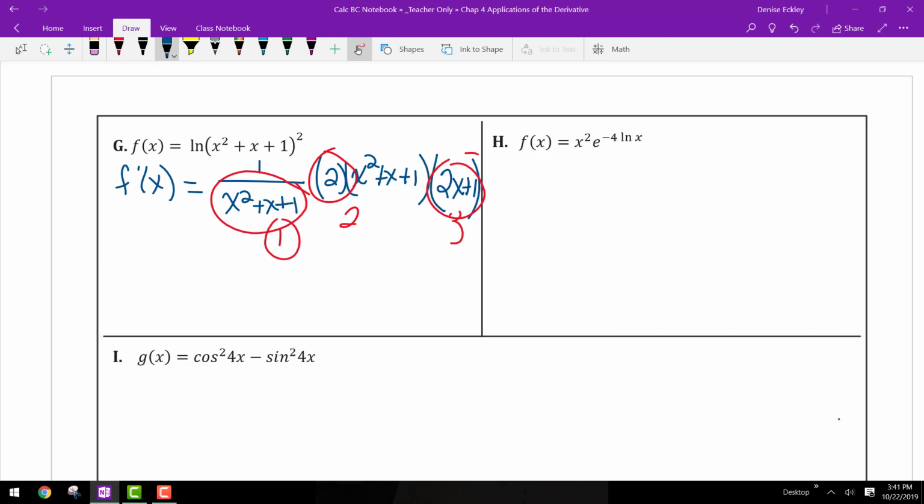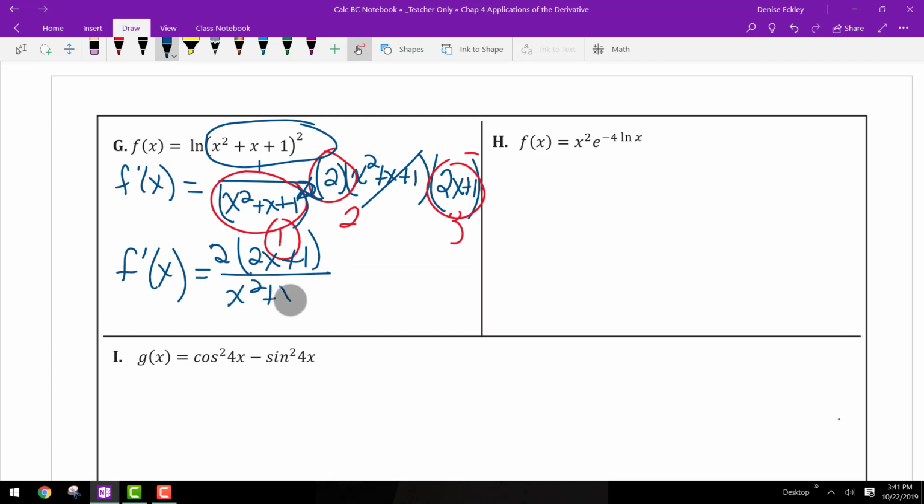Okay, so simplifying, oh, I forgot to raise that to the second power, I apologize. So this will be to the second power because I'm going to take ln of this whole thing. So then one of these is going to cancel out with that, so I'm going to be left with f prime of x is going to be 2 times the 2x plus 1, and that's going to be over x squared plus x plus 1, because the power of 2 will cancel with this power right here. And then you can leave it like that, or you can write it as 4x plus 2 over x squared plus x plus 1.